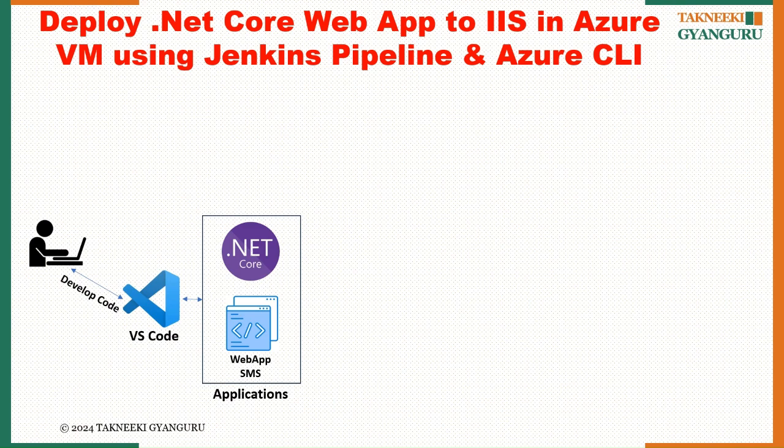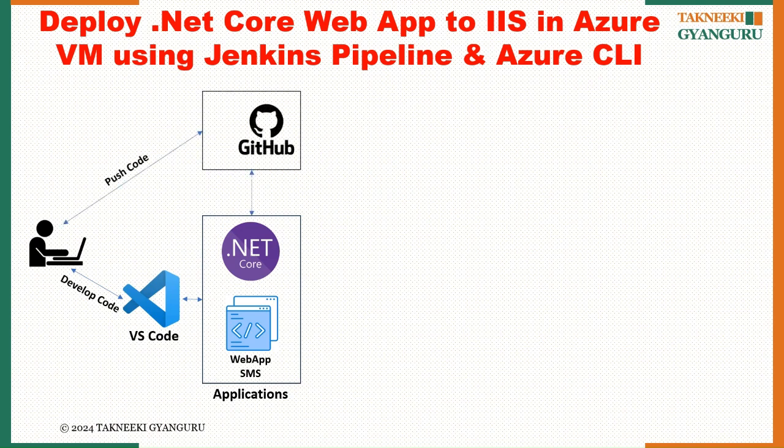So we will continue the previous video only, right? In VS Code, we will understand the Jenkins pipeline, how we will create different stages to build our code, test our code, and then upload our code to the Azure blob storage, and then finally deploy from storage to the VM.